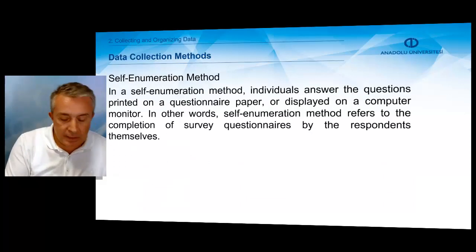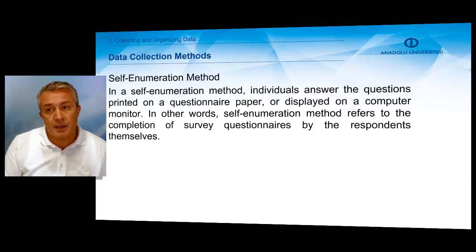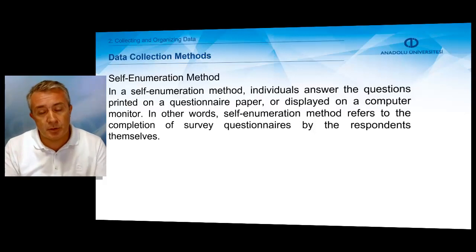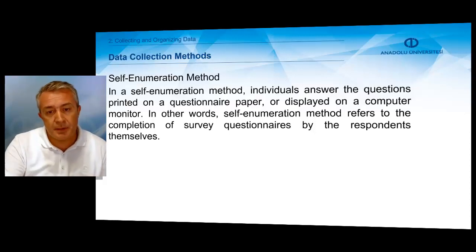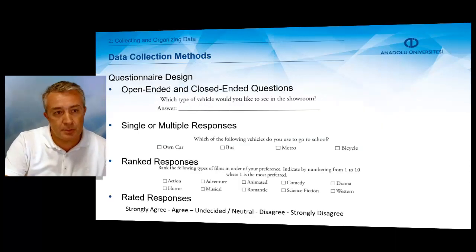And another method of collecting data is self-enumeration. In this method, we create a form, and most of the time we call it a questionnaire, and we put some specific questions in it. This questionnaire is given to you and you read the questions on your own time and answer whichever way you find suitable for each question. So this is another data collection method.